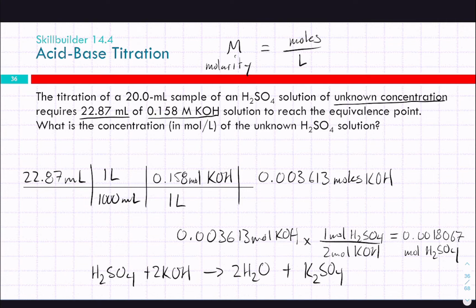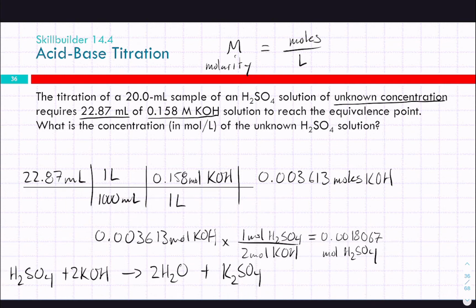We're not quite done yet, because we want to know the concentration of our solution of sulfuric acid, which is why they gave us a 20 mL sample. So if we take our number of moles of sulfuric acid and divide it by the volume in liters, that will give us the concentration. So 0.001807 divided by 0.0200 means that our concentration of sulfuric acid was 0.03 molar.